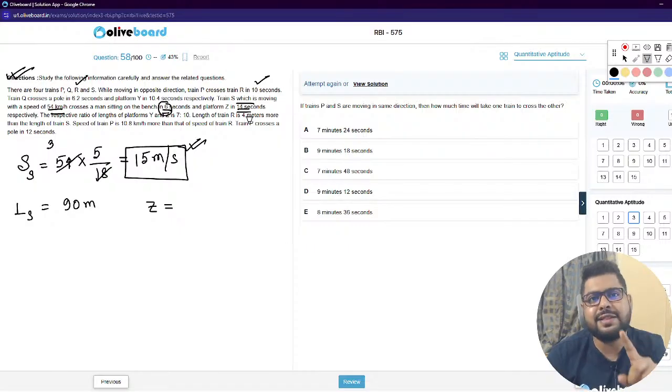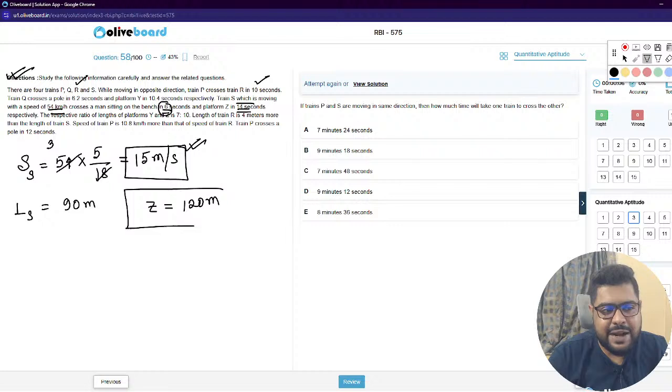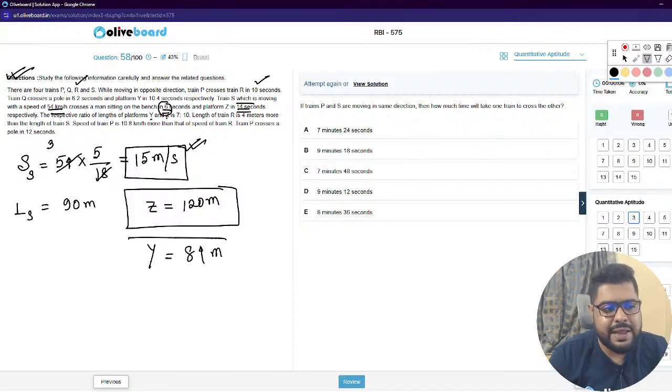So platform length is whatever it goes in 8 seconds, 14 minus 6. So 8 into 15 is, sir, 120 meters. So that we have got. Now the ratio of the lengths of platform Y and Z is 7:10. 10 is this, so Y has to be 7 parts. So 10 is 120, 1 is 12, so 7 is 7 12s, 84 meters. Length of platform Y we found.